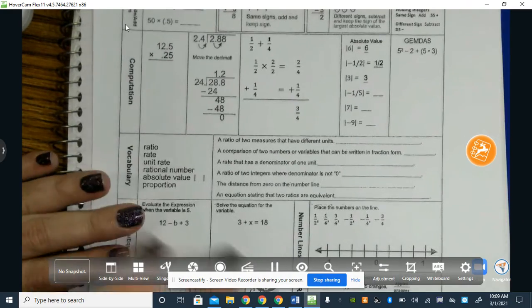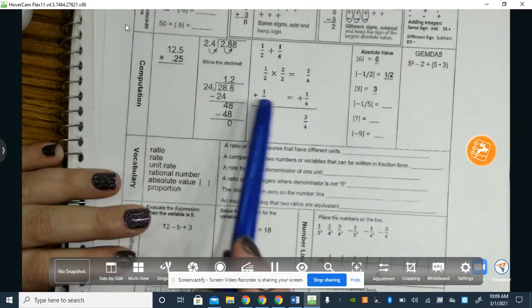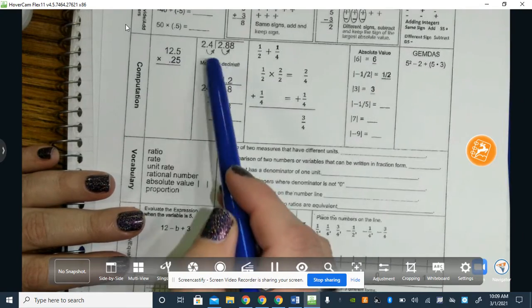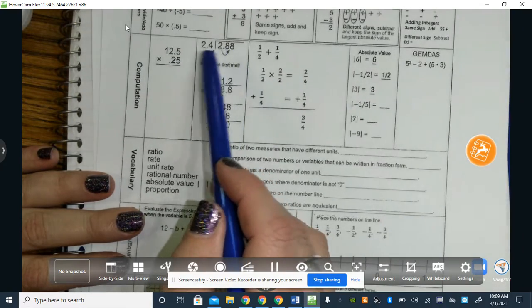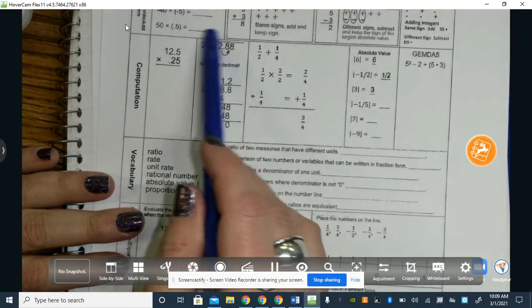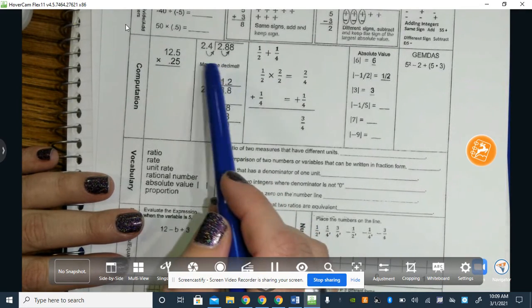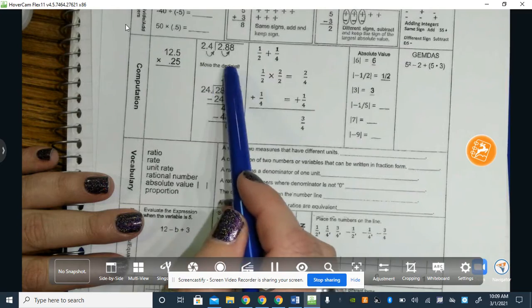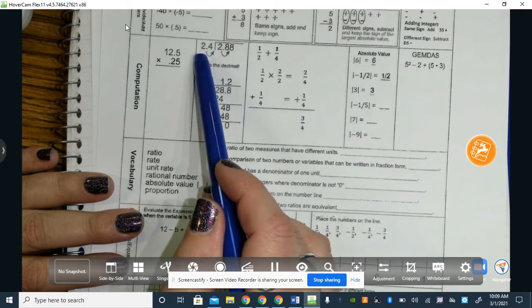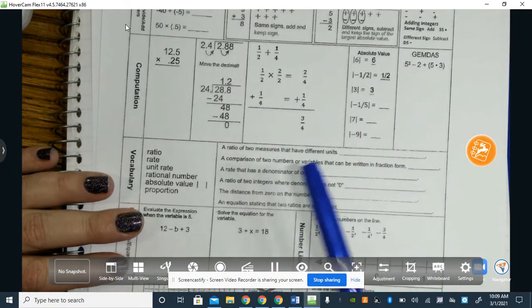Okay. Real quick up here on computation, they've given you an example. So 2 and 8/800 divided by 2 and 4/10. So they showed division, and they showed you steps to move the decimal on the inside and the outside, and then you divide like normal.